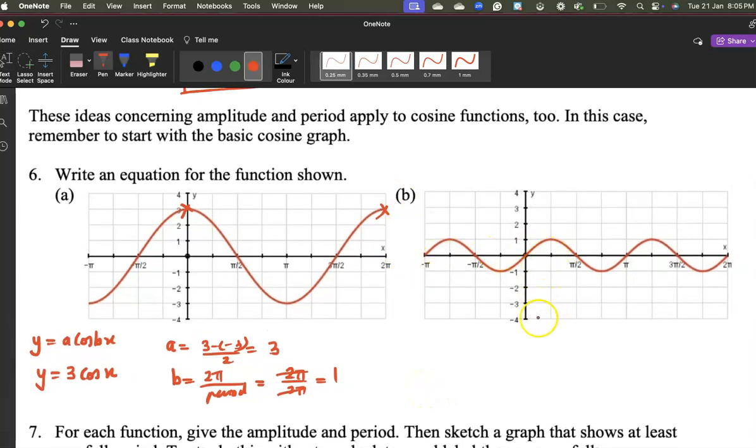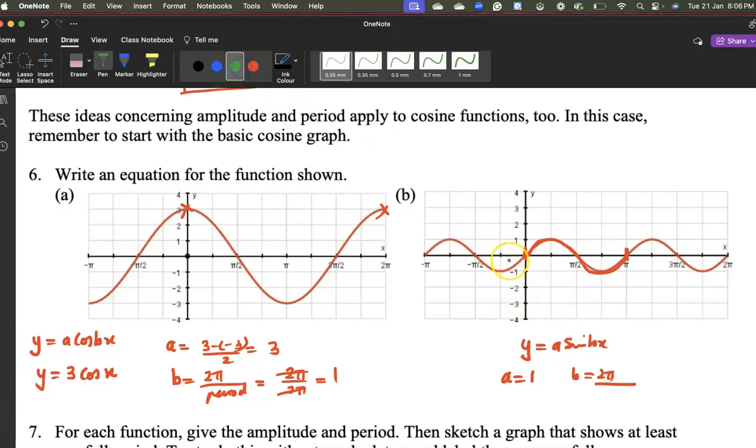This is sine. So y is equal to a sine bx. What is a? The maximum value is 1. Look at the height: 1, minus 1. It's just 1. And what then is b? B is 2 pi divided by the period. The period is one cycle. It's starting at 0 and ending at 2 pi, so 1, right? How much is the period?